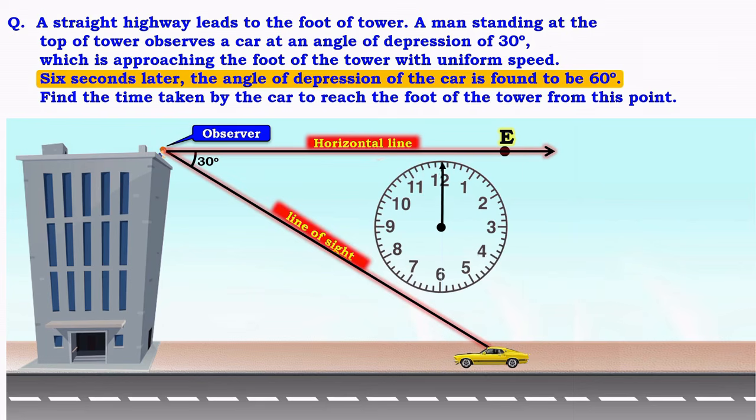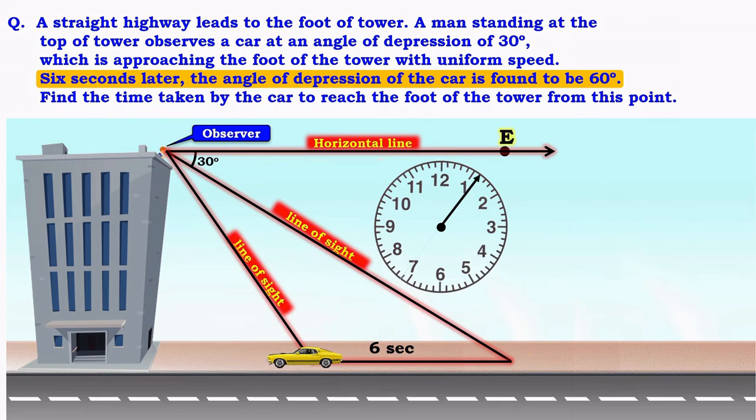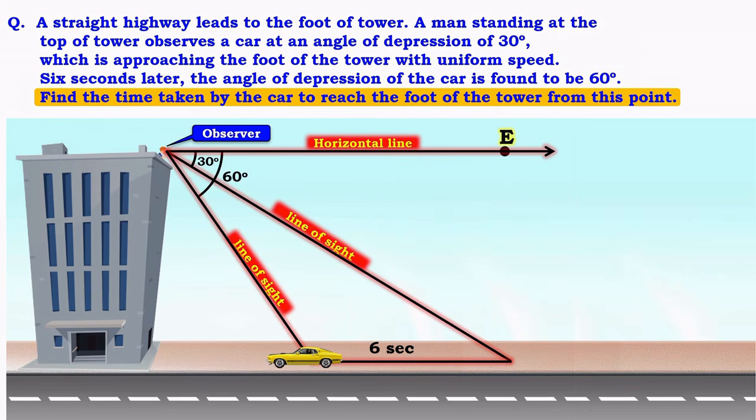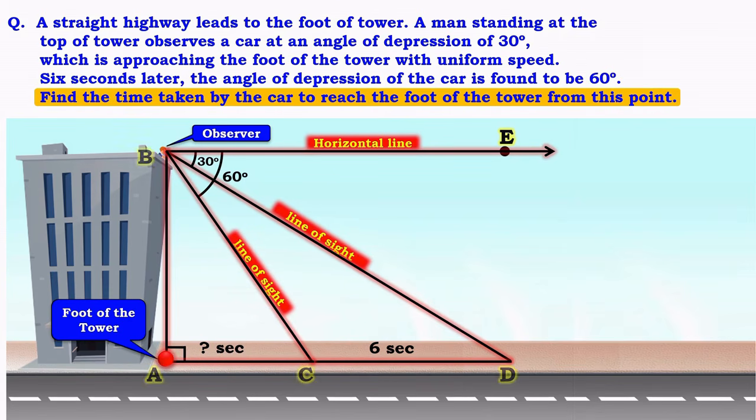After 6 seconds, the car reaches point C, and the angle of depression becomes 60 degrees. The distance from C to D represents the distance traveled by the car in 6 seconds. The car is moving towards the foot of the tower, from point D towards point C and then towards point A. Now, observe the angle at point B and the angle at point D.